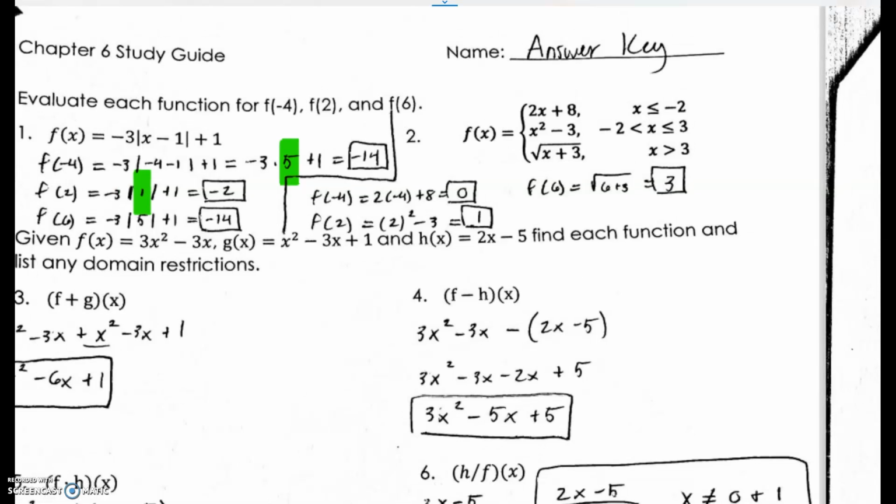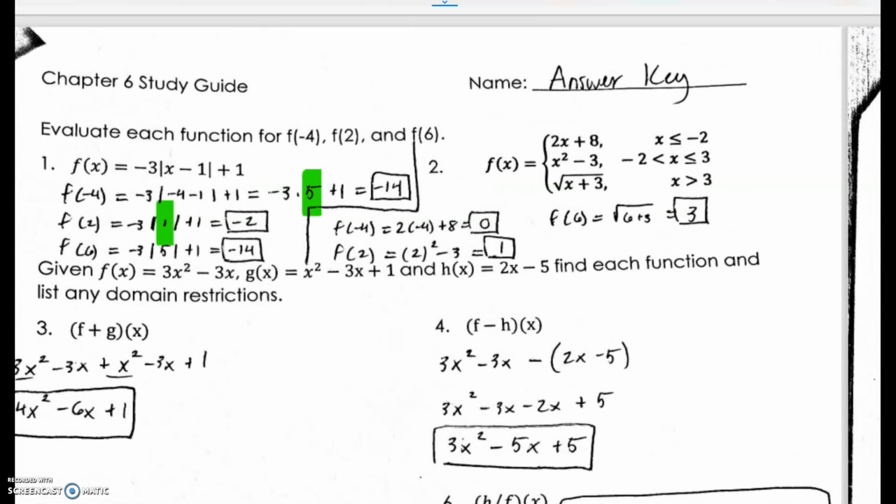Number 2, this one might be a little tricky for some, but once I remind you how these work, one of the reasons why I have this one here is because we've been doing piecewise functions on our weeklies. It's been a while, but on the first few weeklies we've had them, and then we also talked about piecewise functions at the beginning of the year. So let's remind ourselves how this works.